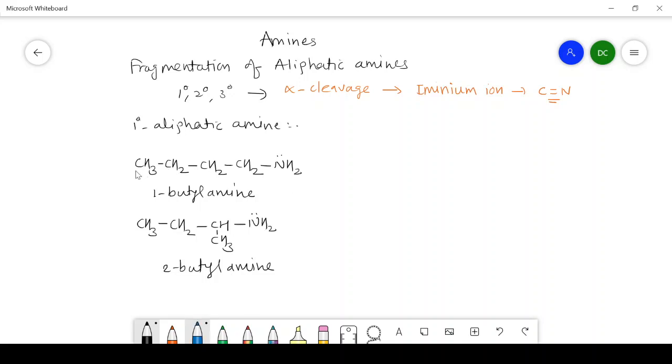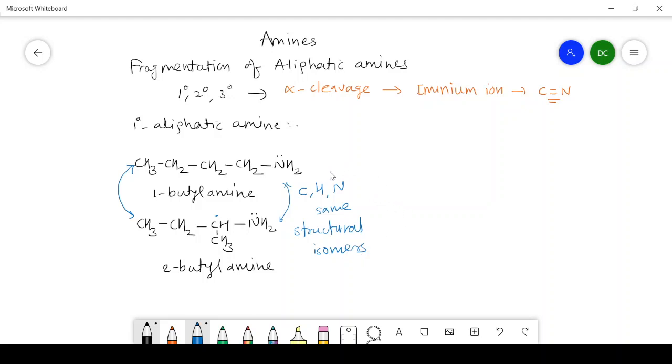If we carefully look at the structures of both compounds, we will find that the number of carbon, hydrogen and nitrogen atoms are the same, but there is a different arrangement of the groups. Here this carbon is substituted. That's why both these structures are called structural isomers of each other.